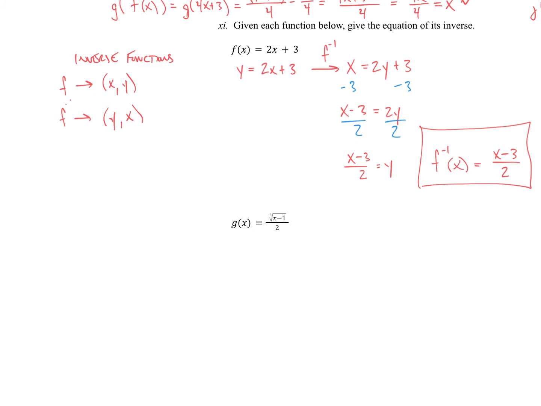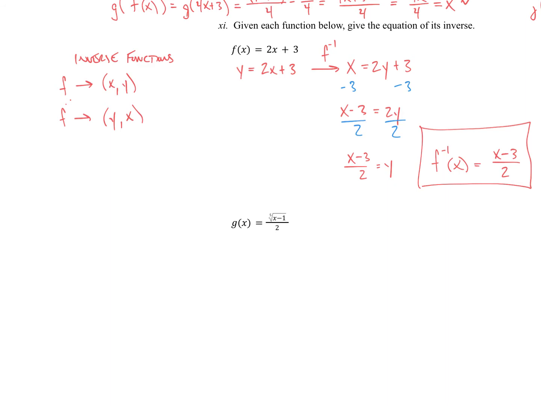And I could test that by plugging my inverse function into my original if I want to check to see if I did it right. So that would be 2 times x minus 3 over 2 plus 3. But really these cancel. So I have x minus 3 plus 3, which is x. So it seems like I did do it right, and I could flip it and go from the other direction as well, and I would find that it's correct.